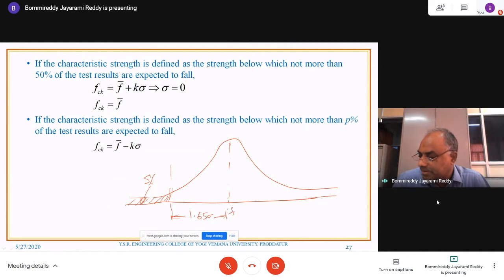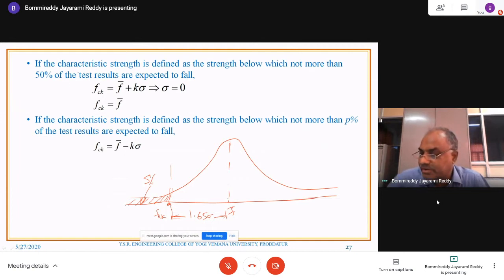This is F bar. What is FCK? FCK is nothing but this. What is the relation? FCK equals F bar minus K into sigma. That K is now 1.65, which corresponds to 5% probability. That's why it is given. Characteristic strength is defined as not more than some percentage. If it is 5%, K is 1.65. For some other percentage, it will be a different K.